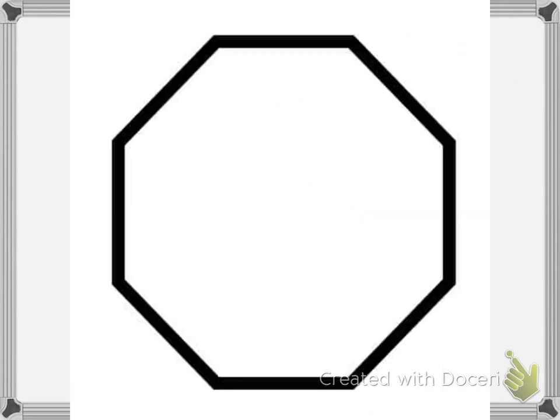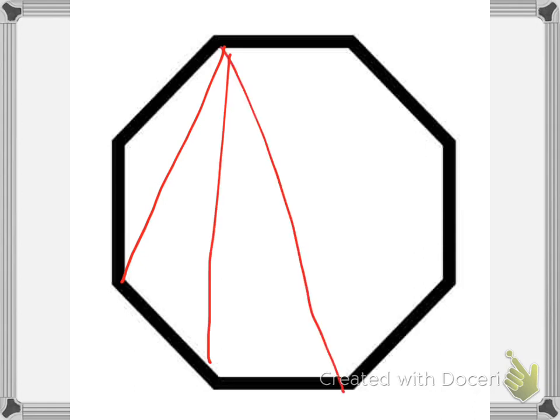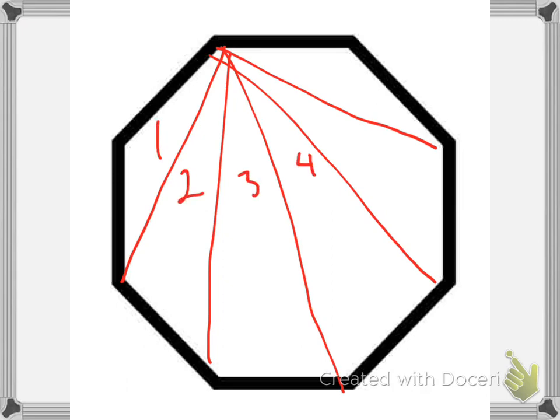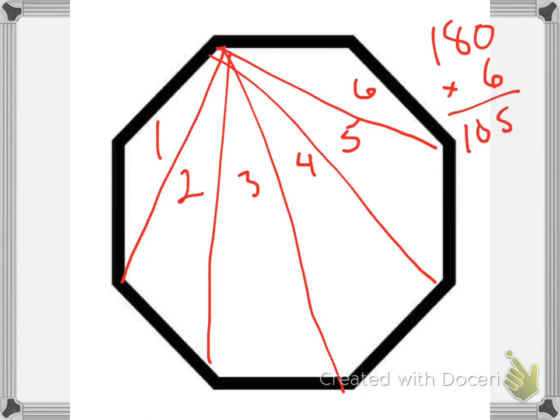Let's take a look at one last shape. So let's take a look at the octagon. How many triangles do you think there are going to be in the octagon? If you start from one point, if you said 6 triangles, you would be correct. So we want to take 180 and multiply it by 6. And that's going to give you 1,080 degrees.